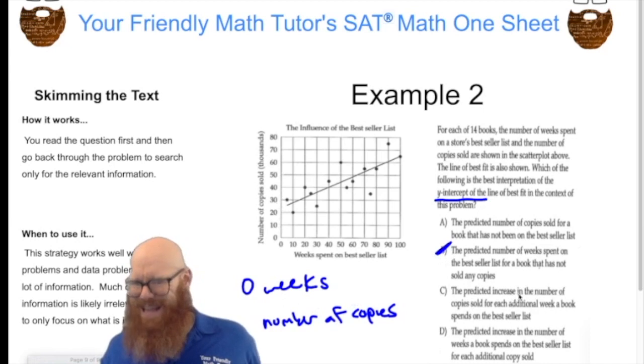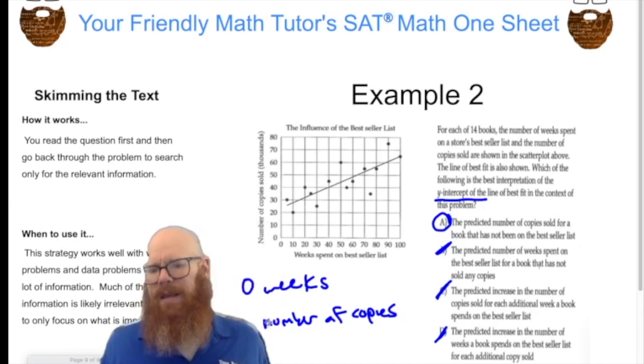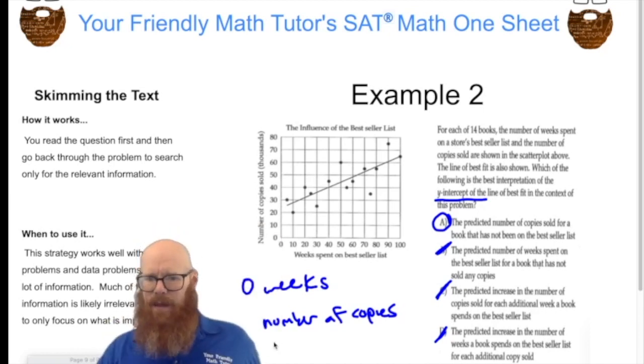The predicted increase in number of copies sold for each additional, that looks like more of a slope concept, not y-intercept. And again, another predicted increase, so another slope concept. So really the A is again the one that makes the most sense. The predicted number of copies sold for a book that has not been, that represents 0 weeks on the bestseller list.